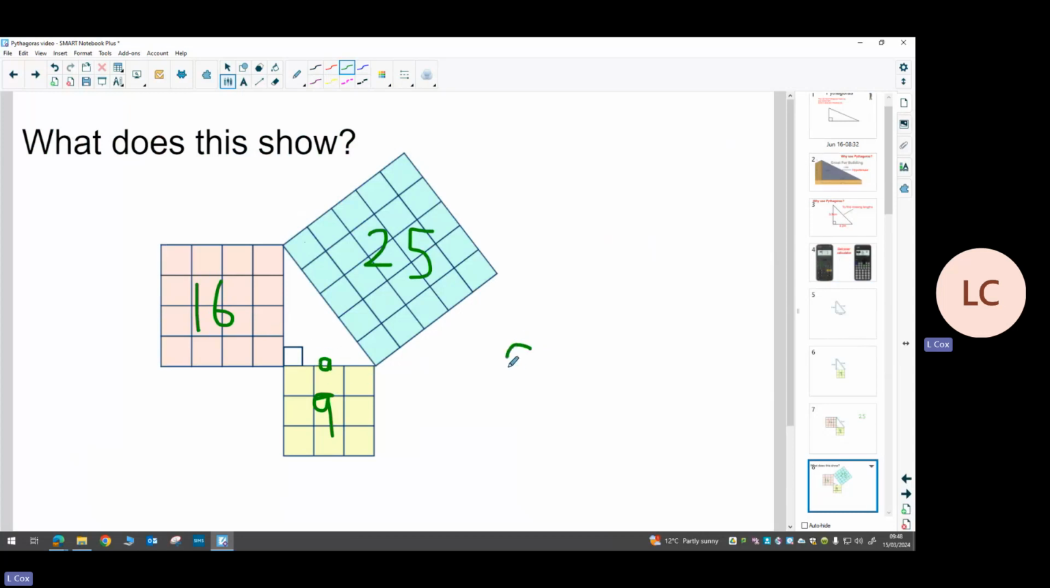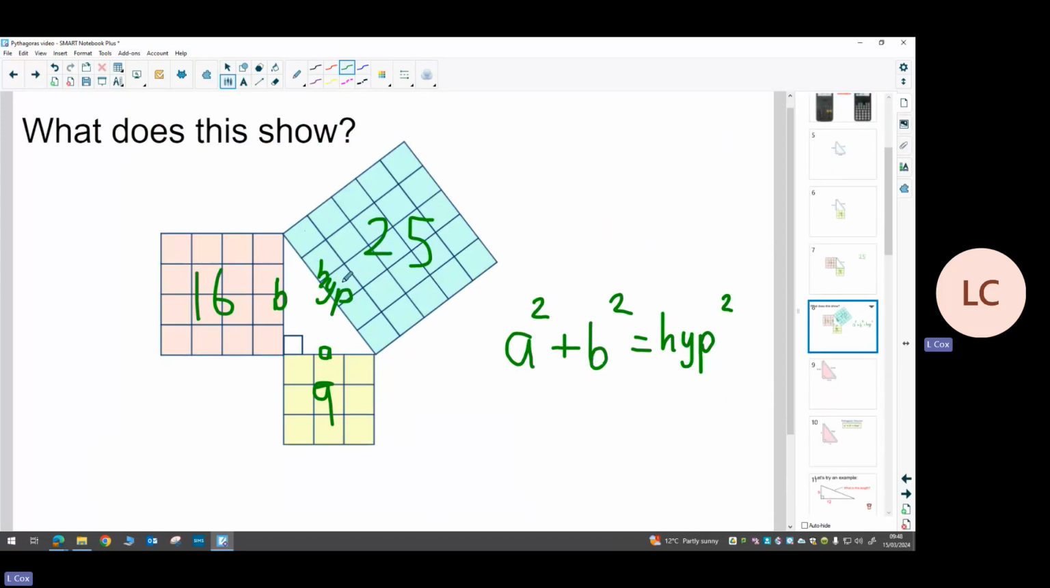So the rule that we can get from here is that if this is called A, this is the side. If I do A squared, like 9, and B squared, which is 16, and I add them, it equals the hypotenuse squared. In lots of revision books, people will call this side C. So A squared, if you've seen it, plus B squared equals C squared. When they talk about C, they mean the longest side.